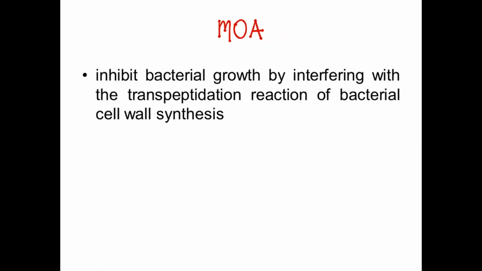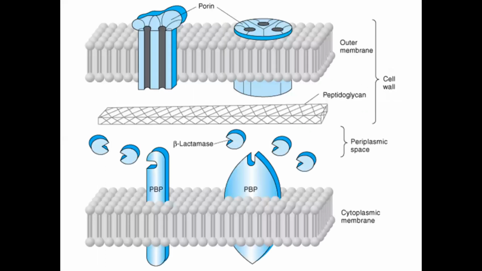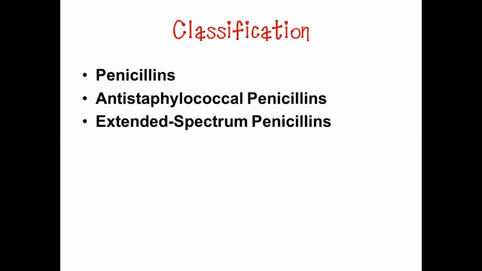The mechanism of action is that it inhibits bacterial growth by interfering with the transpeptidation reaction of bacterial cell wall synthesis. So this is the diagram that shows how beta-lactamase destroys yung cell wall. It is further classified into penicillins, anti-staphylococcal penicillins, and extended spectrum penicillins.